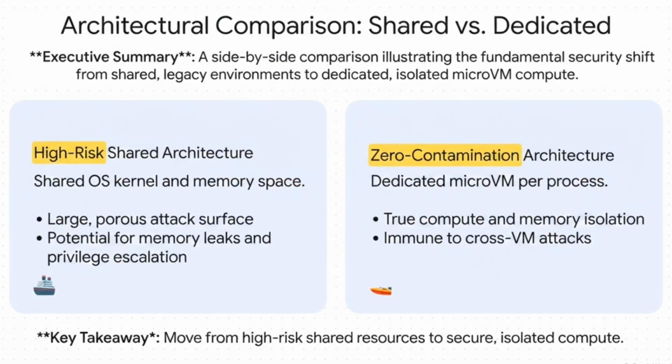Think of that legacy shared kernel model like a massive cargo ship carrying dozens of exposed shipping containers. If a malicious process escapes its namespace, it hits that shared kernel and instantly infects all the neighboring workloads. Apple's new micro VM model? It's more like a fleet of individual speedboats. Every single container command generates its own dedicated virtual machine. You get isolated compute and absolutely zero cross-contamination.